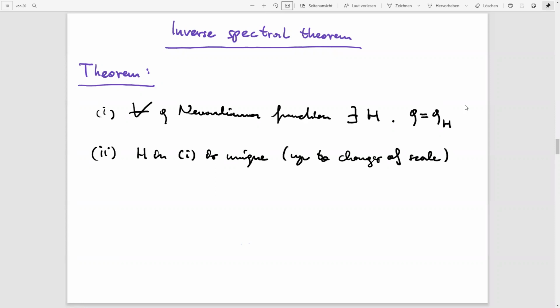If you want to formulate it in a little bit more abstract way, you can say that the assignment which assigns to a Hamiltonian its Weyl coefficient is a surjection of the set of all Hamiltonians onto the set of all Nevanlinna functions. It is surjective. And the second point is that it is not injective, but almost. One can describe the kernel of this assignment in a very explicit and nice way. Maybe I will come to that point later. It is just up to changes of scale. If you make a transformation of the independent variable, then everything will be the same. But this is everything. So the kernel of this assignment is determined by a very well understood thing. Okay, so this is the inverse spectral theorem. What does this tell us now? This tells us that Hamiltonians and canonical systems and model operators on the one hand and Nevanlinna functions on the other hand are more or less the same.